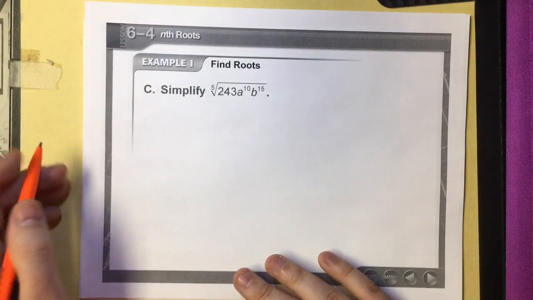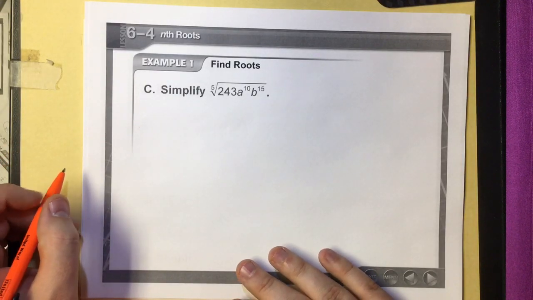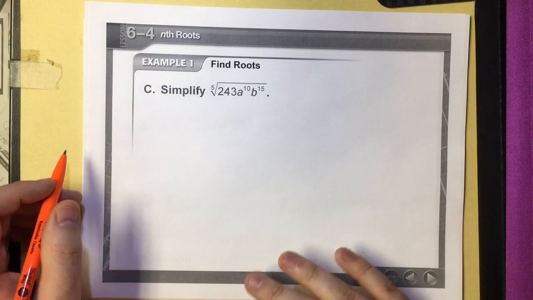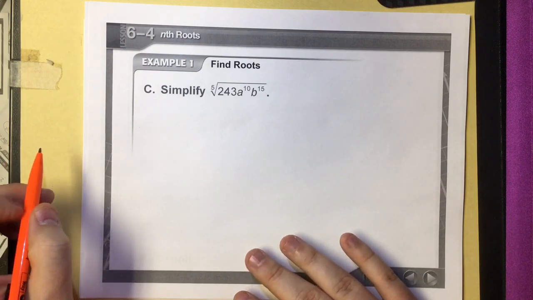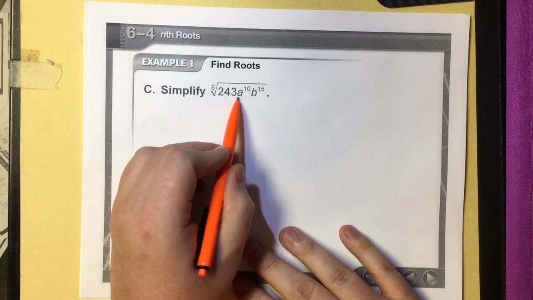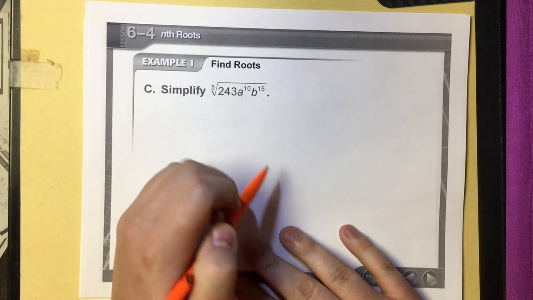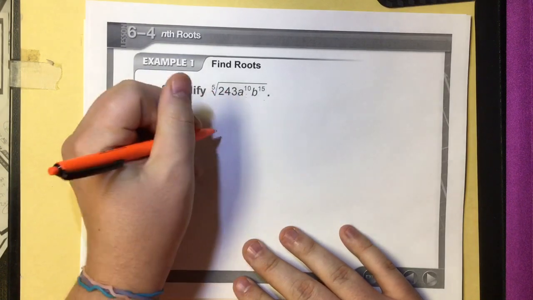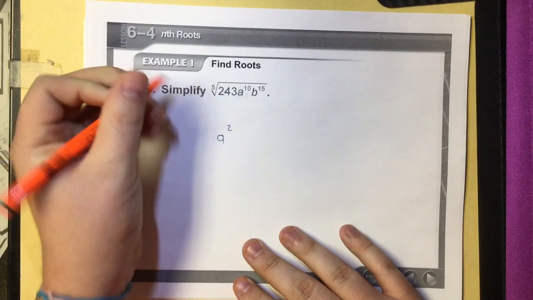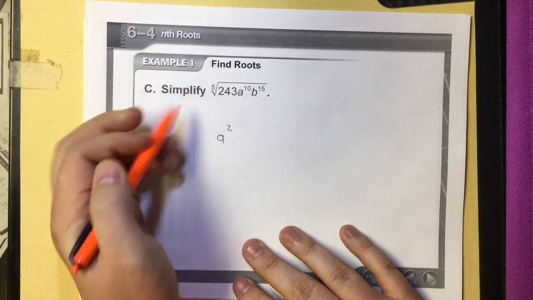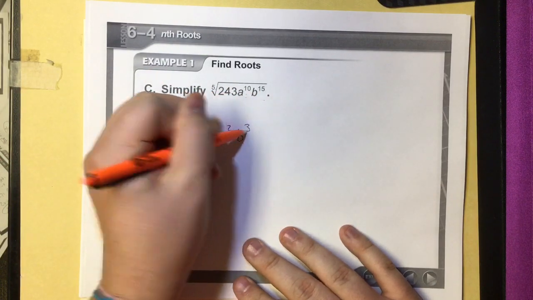All right, this one asks us for the 5th root of 243, a to the 10th, b to the 15th. Again, our easiest way to handle this a to the 10th, b to the 15th is to just do 10 divided by 5 gives me a squared. 15 divided by 5 gives me the b to the 3rd.